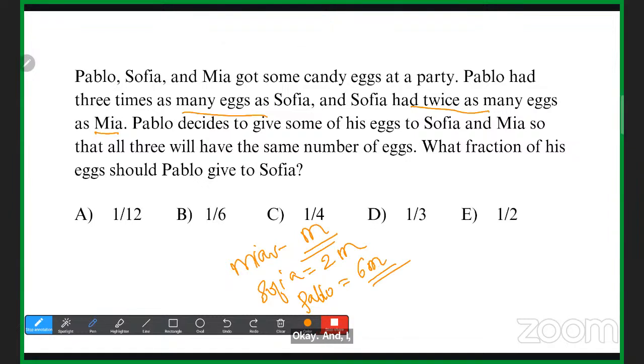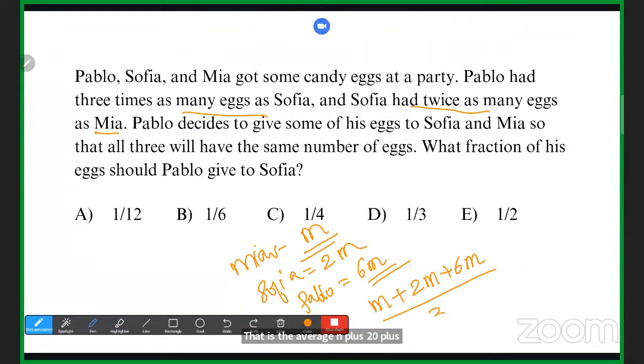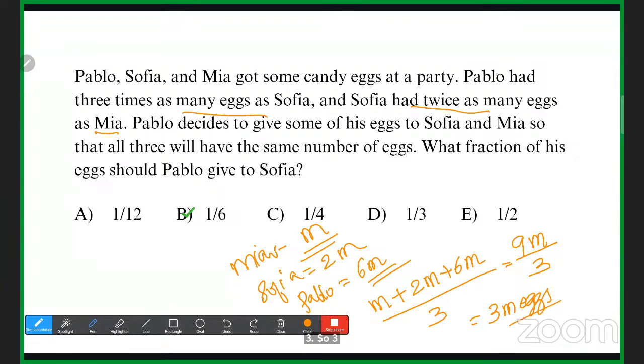For them to all have the same number of eggs, they must have the average, m plus 2m plus 6m, divided by 3. So 6 plus 2 is 8, plus 1, 9m by 3. So 3m. Is it clear up to this?